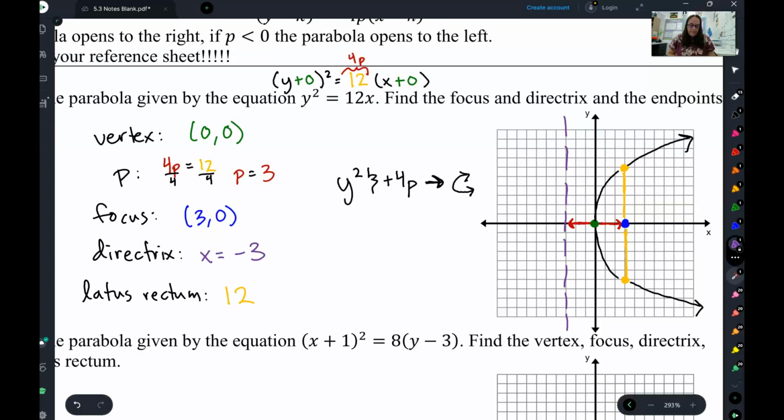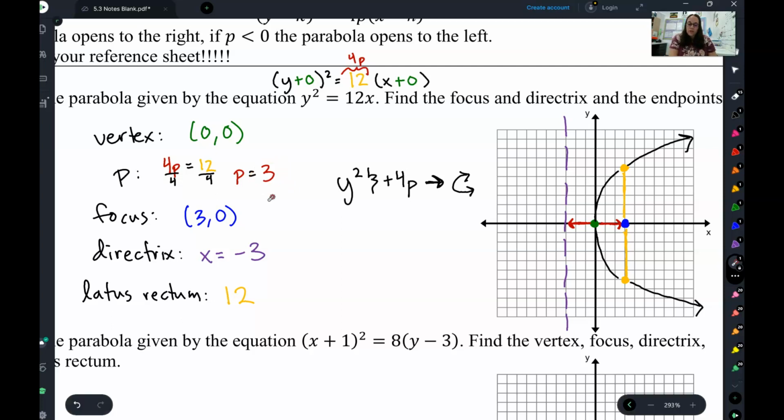Let's see how you did. So first thing, I rewrote this so that I could see my h always goes with x, and my k always goes with y. So then I get my vertex of (0, 0). That number in front is my latus rectum, so that's 12. That also tells me that because the y is squared and because my 4p, that 12, is positive, this parabola needs to face to the right. Then I put 4p equal to my 12 to get p is 3.